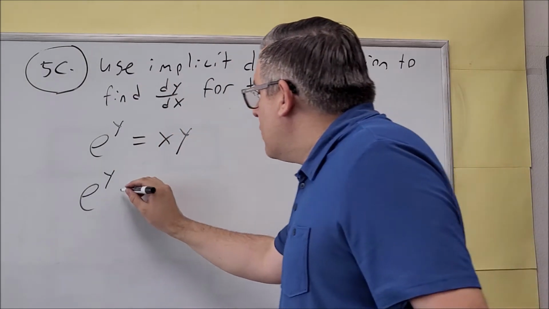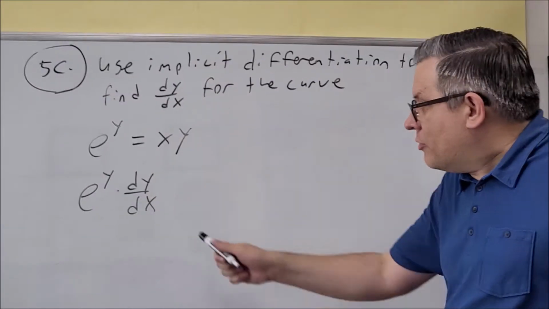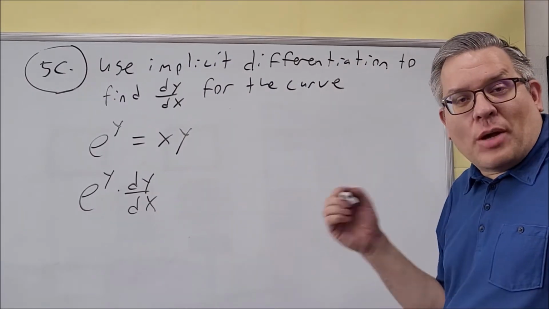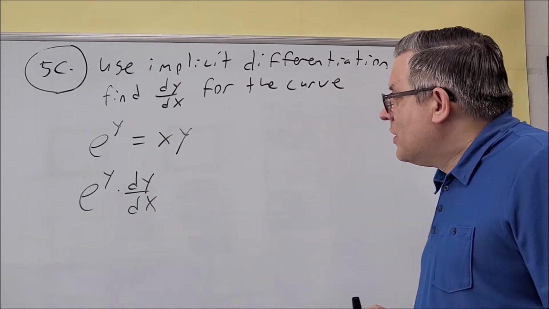So e to the y and then times y prime. Well, y prime is going to be the same thing as just dy/dx. So that's the same formula. e to the u times u prime is the same thing. This is your u prime there, is dy/dx.